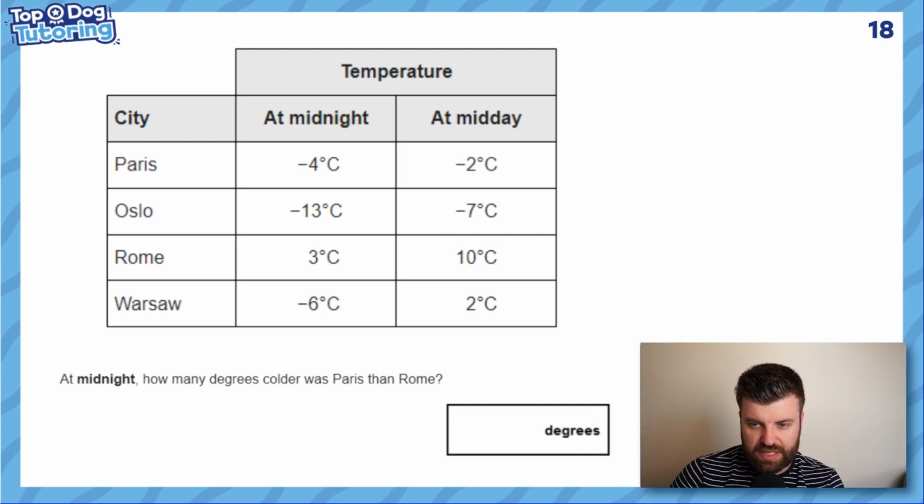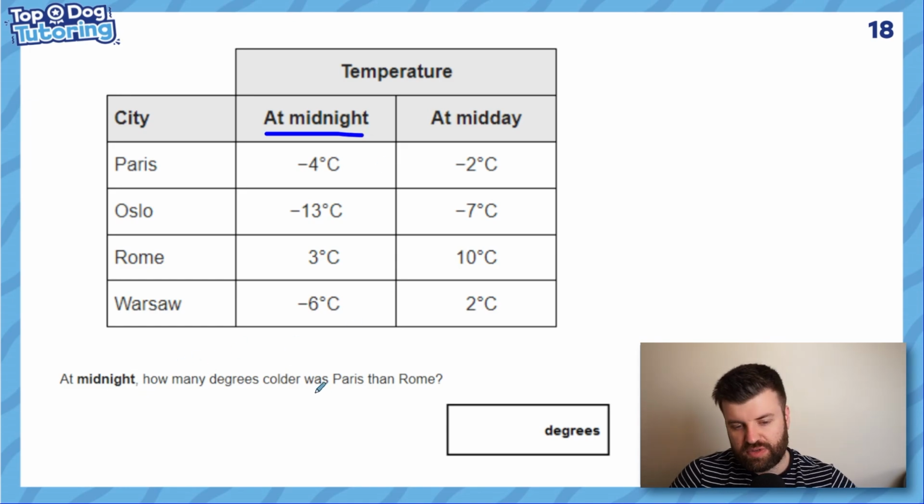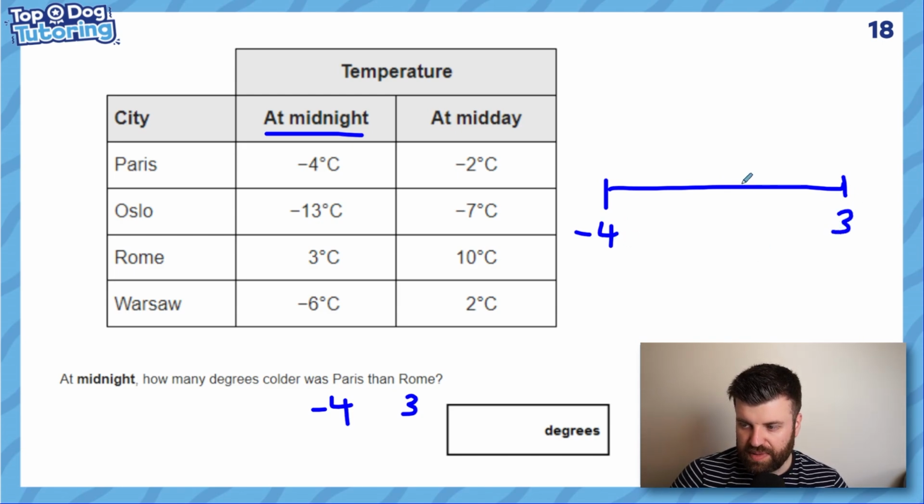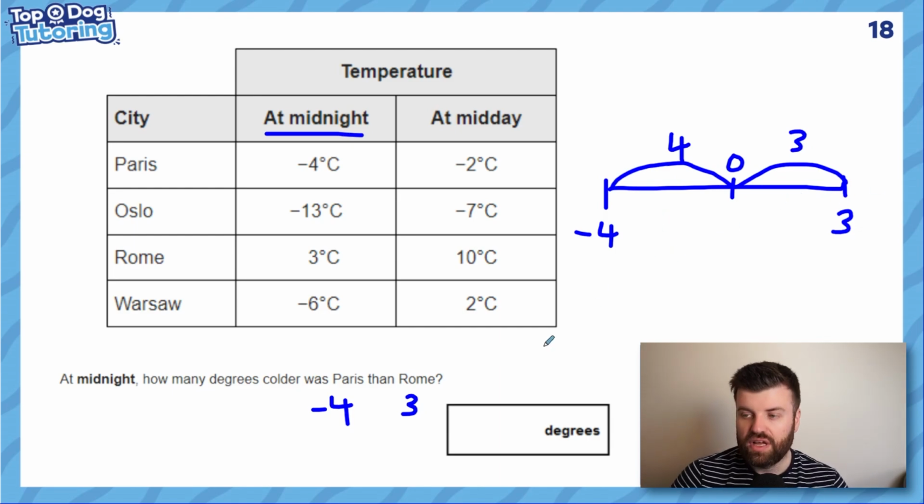So at midnight means we're looking at this column. It's testing, can we interpret a graph? At midnight, how many degrees colder was Paris than Rome? Well, Rome was 3 degrees. Paris was -4. So it is the best practice here to do your number line. -4 is smaller because it's a colder temperature. 3 is up here, and we want the difference. How many jumps from -4 up to 3? Well, there's 4 jumps to get to 0, and there's another 3 jumps to get to 3. So all in all, 4 plus 3 is 7 degrees difference.